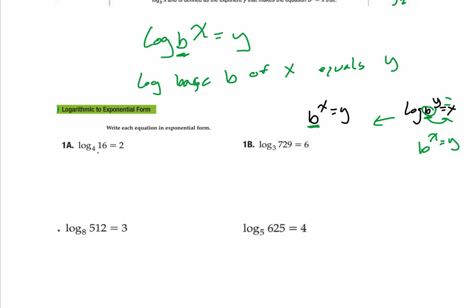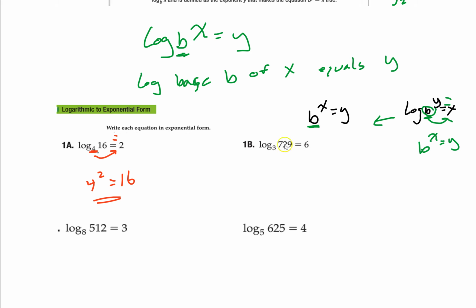So let's try it. Let's look at one right here. First thing we do is find the base. So we get 4 to the answer, so 4 squared equals 16. Does that make sense? 4 squared does equal 16. So that's how we write it. It's all about finding the base. Base to the answer equals the big number.